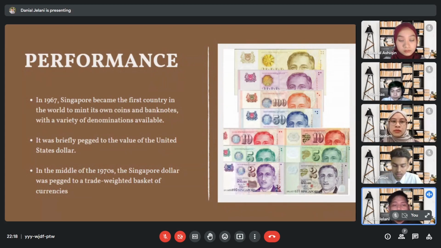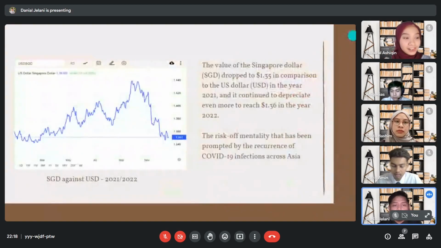The Monetary Authority of Singapore (MAS) began allowing the Singapore dollar to float freely within a band of foreign currency prices in 1985. This band is kept under strict supervision by MAS. This is about the currency of Singapore.